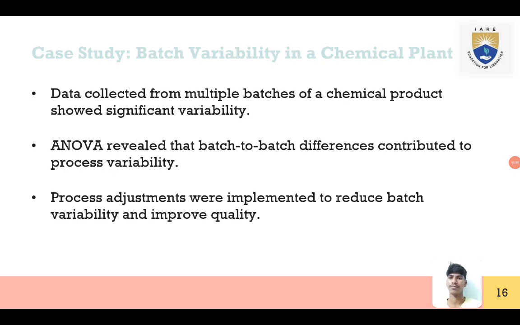Case study. Batch variability in a chemical plant. Data collected from multiple batches of chemical products showed significant variability. ANOVA revealed that batch-to-batch differences contributed to process variability. Process adjustments were implemented to reduce batch variability and improve quality.